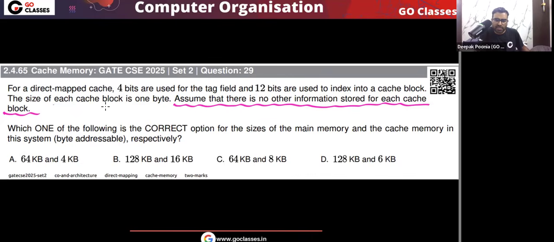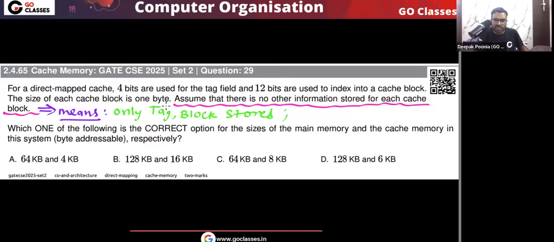Okay, so please understand what this line means. Assume that there is no other information stored for each cache block. This line simply means that only tag is stored, no other status bit like valid bit, dirty bit, something like this. So remember, this simply means only tag is stored, only tag comma block, memory block, only these are stored.